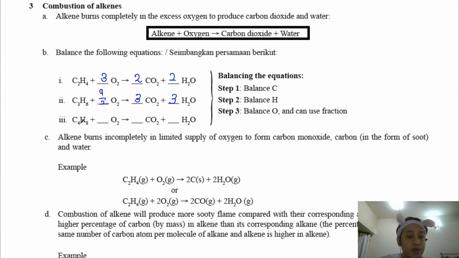Alright, and the last one for butene. So 4 carbons, 8 hydrogen. So here I'm going to put 4. Right, so let's calculate the oxygen. 8 oxygen plus 4 oxygen is 12. So here I can put 6. Okay, so that is how we balance the combustion reaction for alkenes.